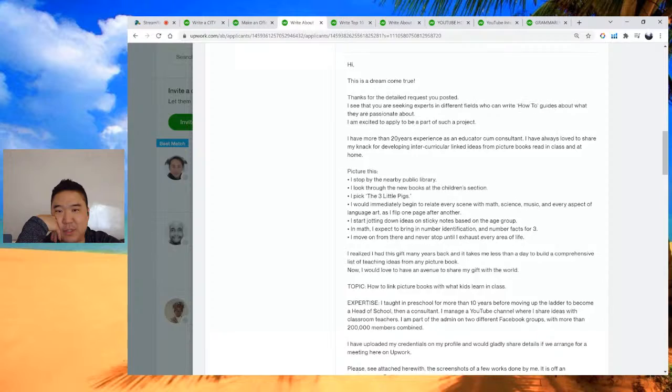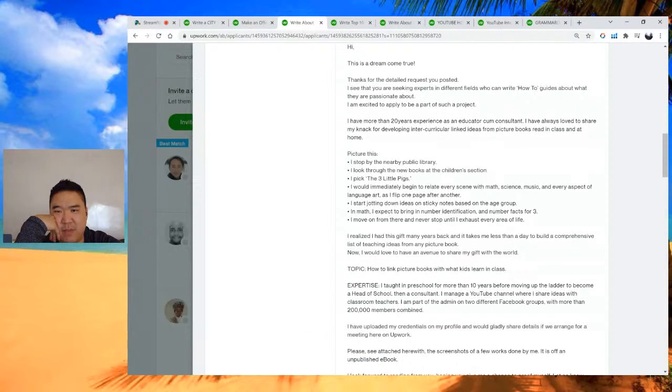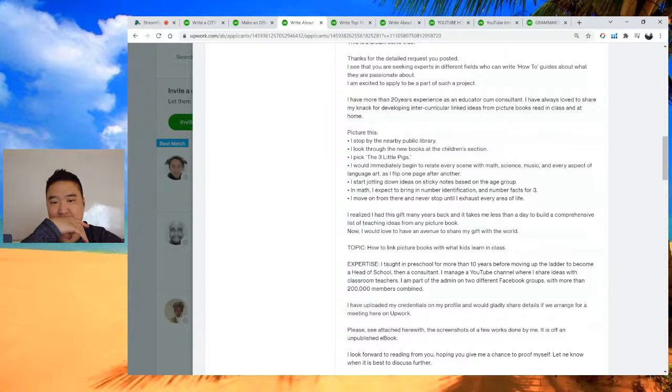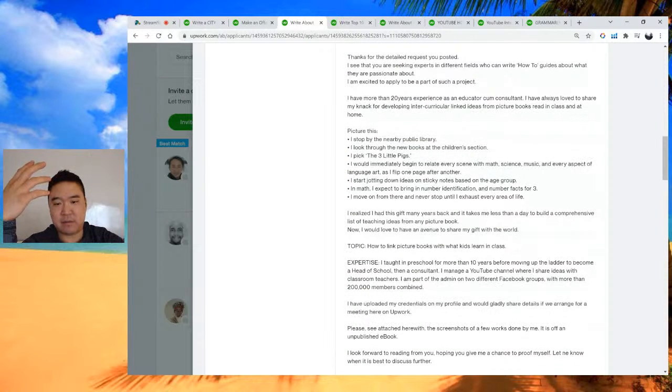I'm sorry, but sometimes I look at the cover answers and I'm not quite seeing the book's topic. It may be my fault, like I don't see. I thought, okay, how to link picture books with what kids learn in class.